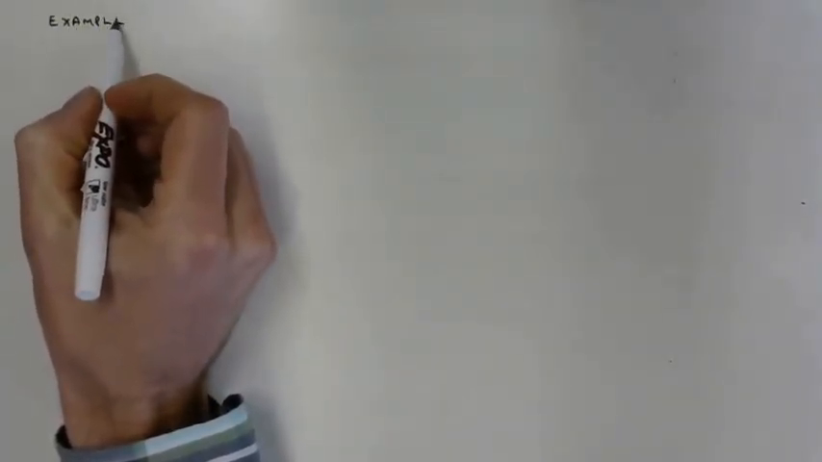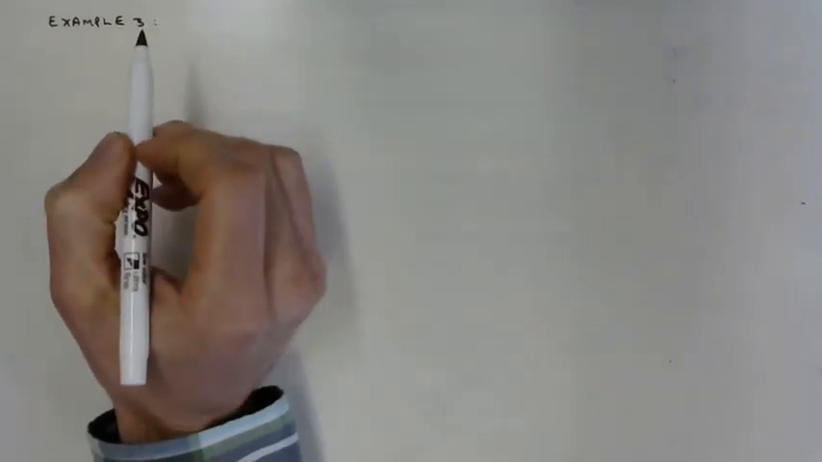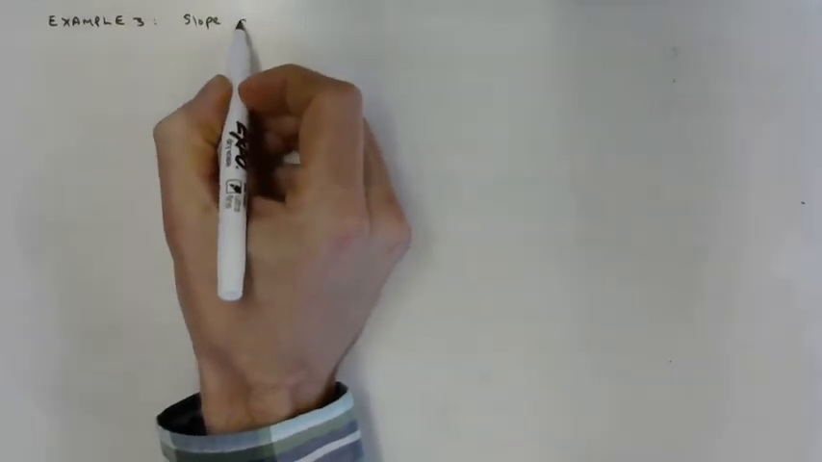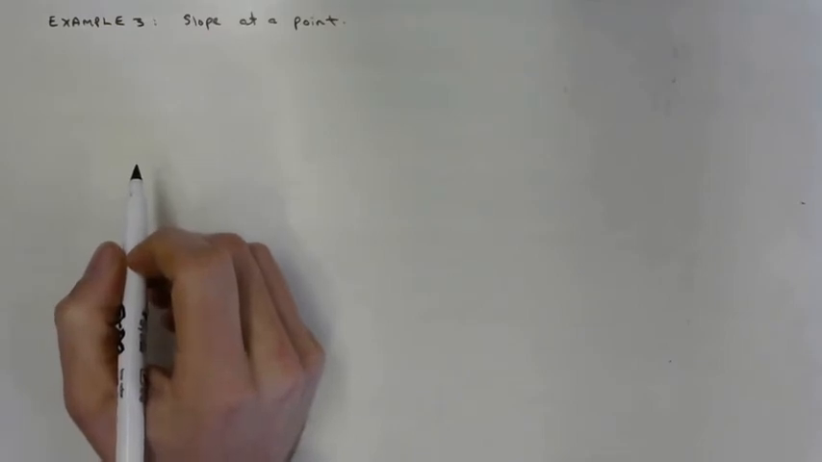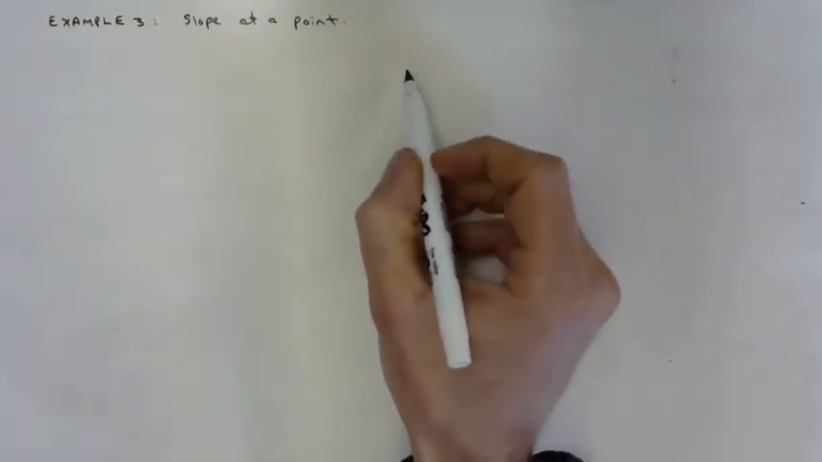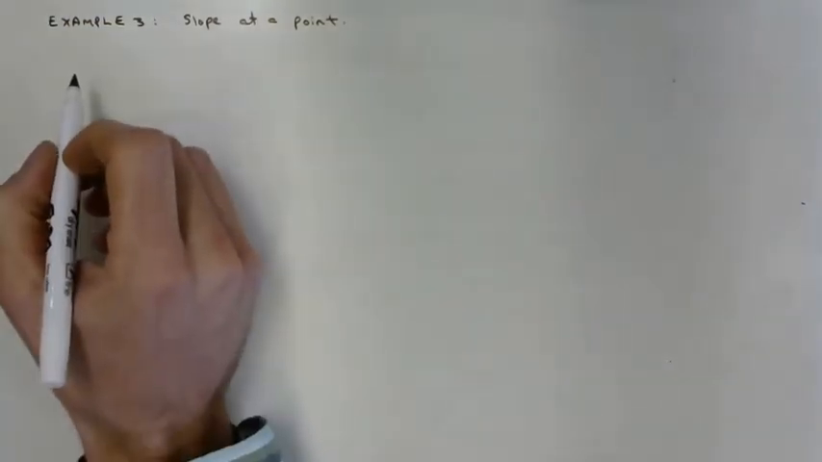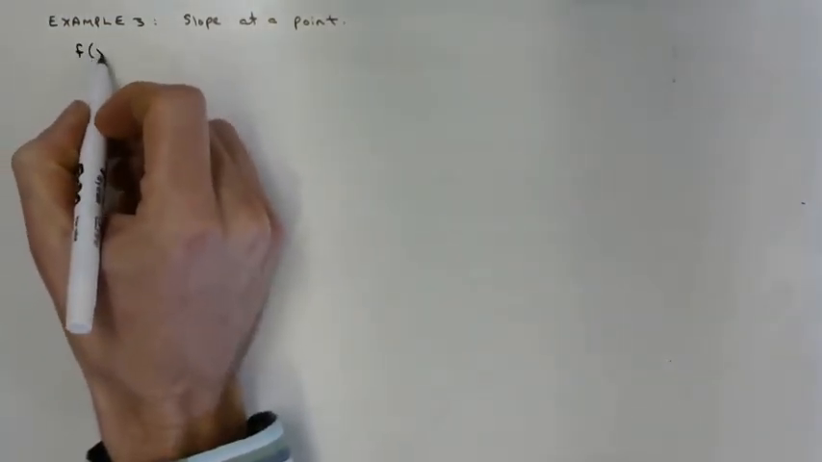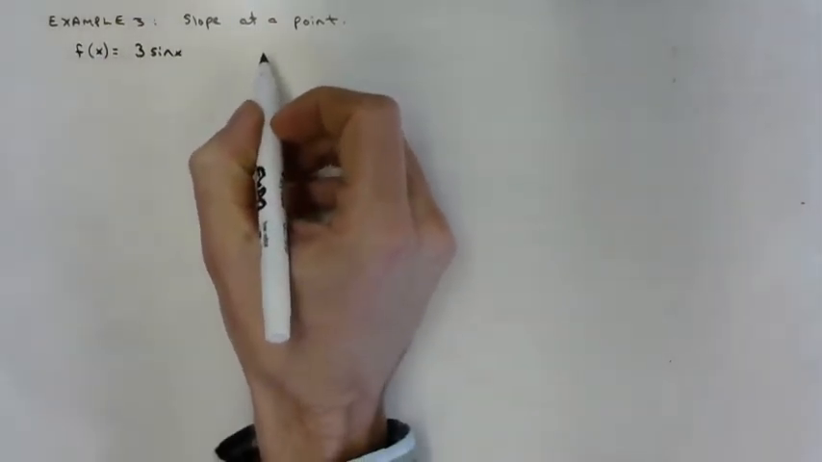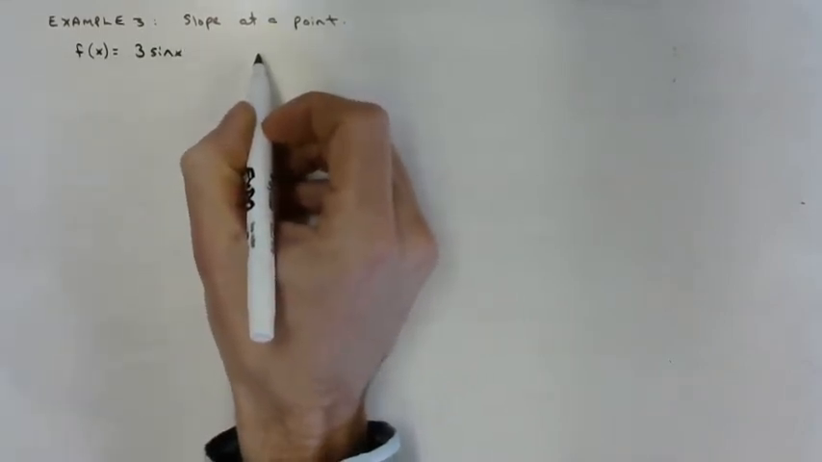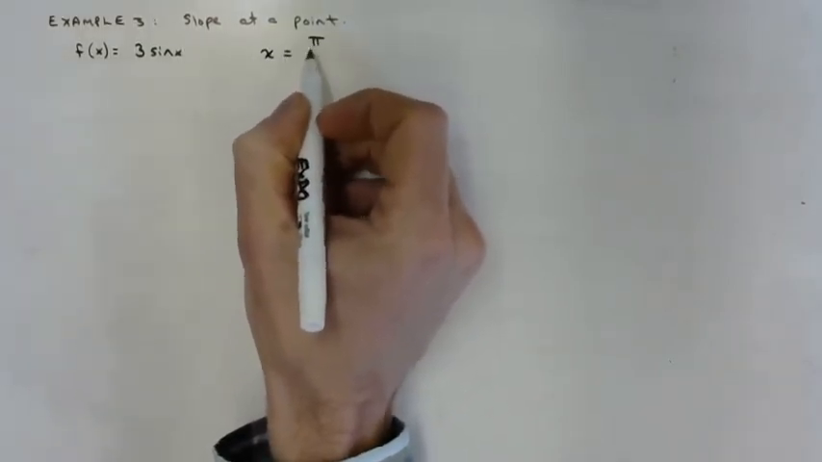Example 3. We deal with the slope at a point. So now we're dealing with a sinusoidal function. So it's going to be a curve. And we want to find the slope of the tangent line at a specific point. So first I'm going to draw, you can see what is there. Maybe I'll write down the function that we're working with: f of x equals 3 times the sine of x. And we're looking for the slope at the point where x equals pi over 4.